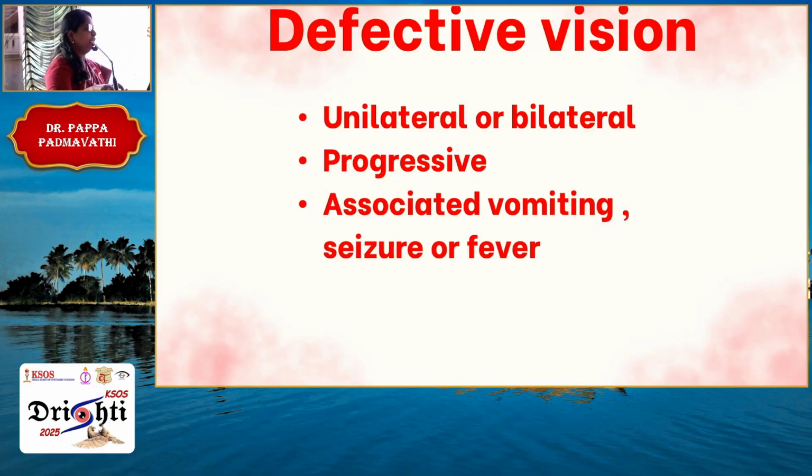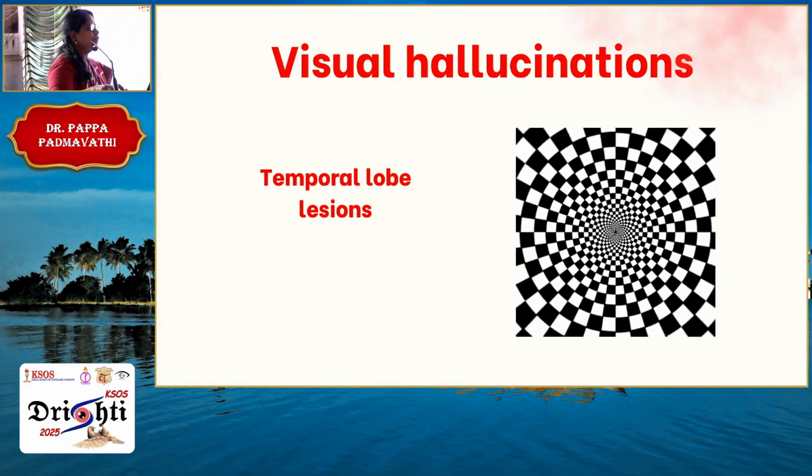Defective vision, usually in neuro-ophthalmic cases, is bilateral. If it is progressive defective vision, it can be a tumor. If there is associated vomiting, seizure, fever, all these indicate increased ICT. Visual hallucinations are seen in temporal lobe lesions.